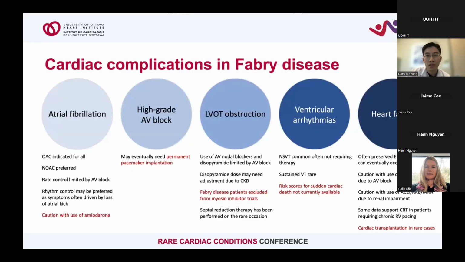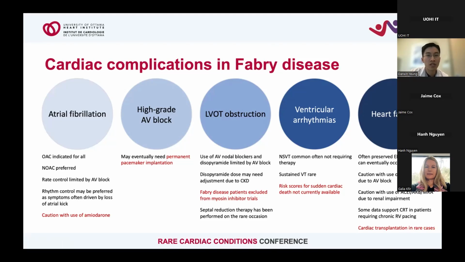In terms of cardiac complications of Fabry disease, I've grouped them up into 5 main groups and tried to highlight some of the differences compared to the hypertrophic cardiomyopathy population. Several patients with Fabry disease eventually develop atrial fibrillation as part of their natural history. They potentially develop high-grade AV block, and this is probably more frequent than in the HCM population. They have the potential to develop LVOT obstruction, but probably less commonly than HCM patients. Also ventricular arrhythmias and eventually heart failure.